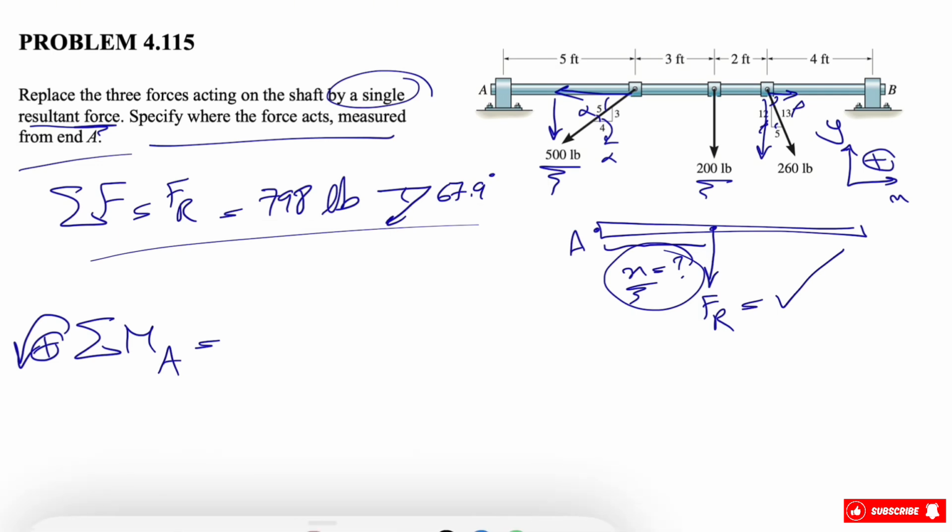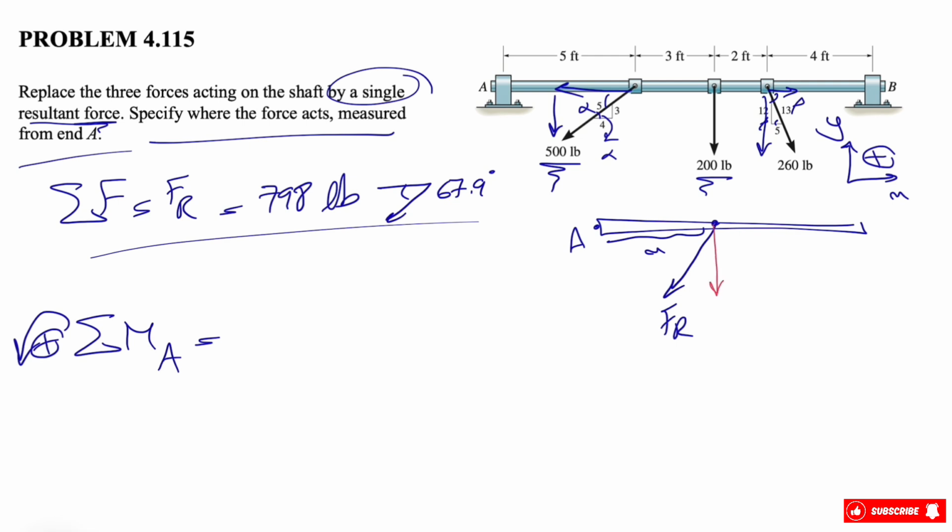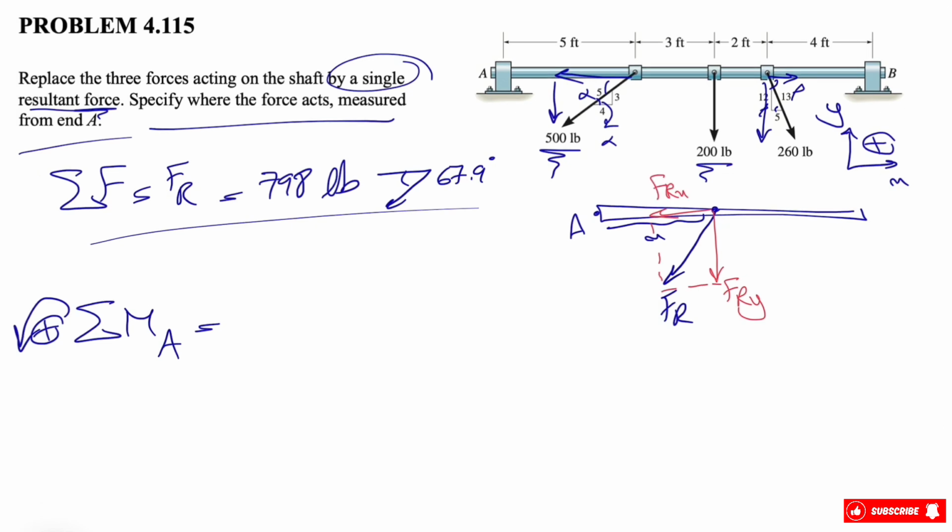So from here we found that Fr actually has both x and y components. So if we want to show our Fr, it would be something like this, and let's call this distance x. And if I want to show the x and y component of Fr, this will be Fry and this will be Frx. So at the end of this, the moment of all these forces in here will be the same as moment of Fr about point A.